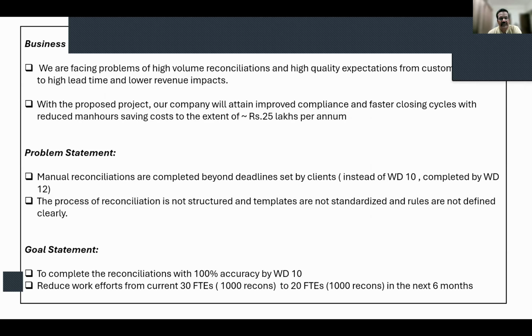So what we thought was, if we work on this project, we will be able to improve the turnaround time much quicker and have a saving of around 25 lakhs per annum in terms of the labor deployed here. The goal statement that we have fixed is 100% accuracy by workday 10 and reducing the current FTEs, which is currently 30 FTEs. We want to move it to 20 FTEs in the next 6 months.